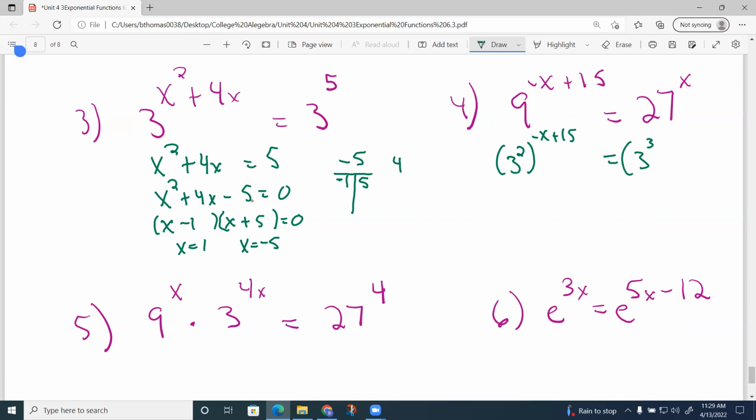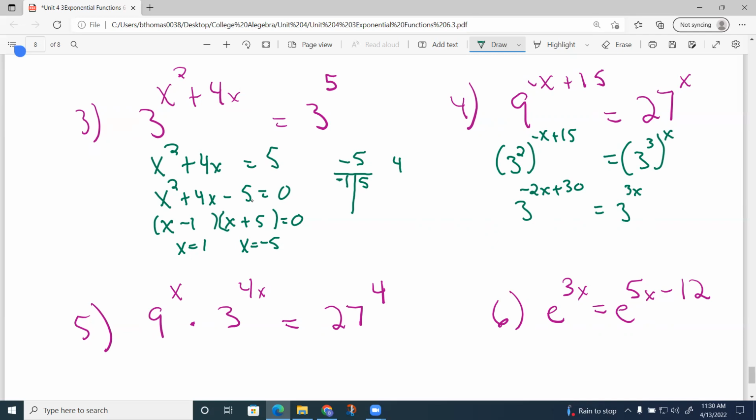But remember, that's still raised to the power of x. And notice how we have the power rule involved here. Notice how we have a power to a power. If we have a power to a power, we're allowed to multiply those exponents together. So this becomes 3 to the -2x plus 30. And on the right-hand side, we have, again, the power rule, 3 to the power of x. So we multiply those together, and that would give us 3 to the 3x.